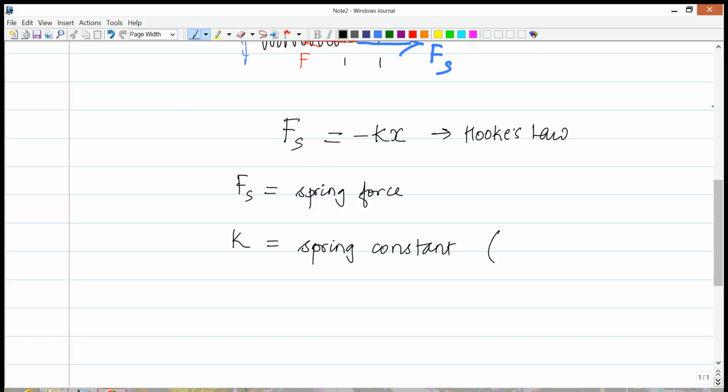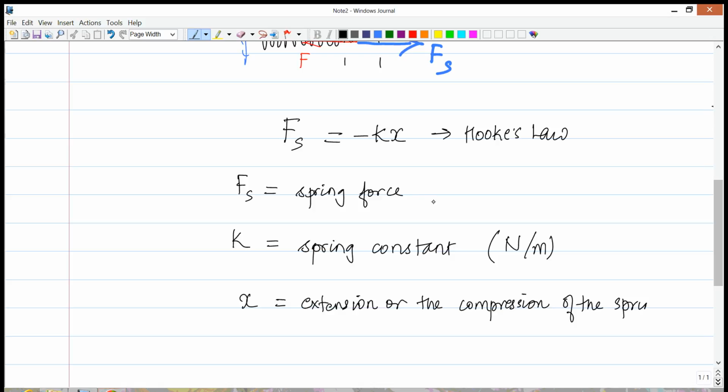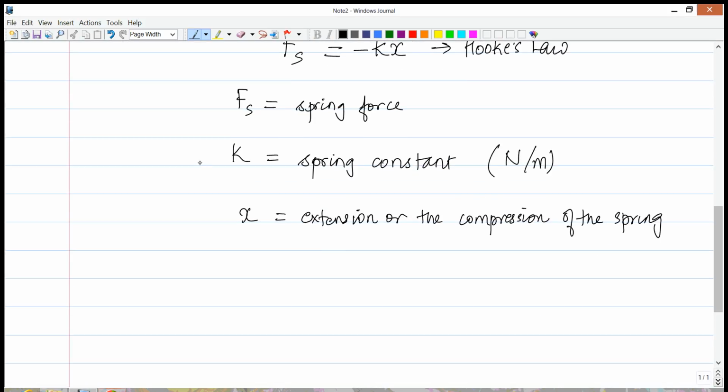You see the units of k are very simple. k would be some force over a distance, and so it ends up being equal to newtons per meter, and x itself is either the extension or the compression of the spring. So if you pull a spring, that's x. If you push the spring, that's x as well. And it's all measured from the equilibrium position. It is a change in the length of the spring.